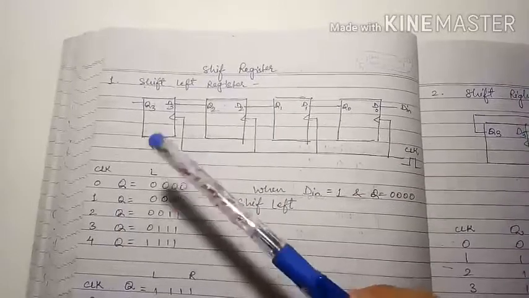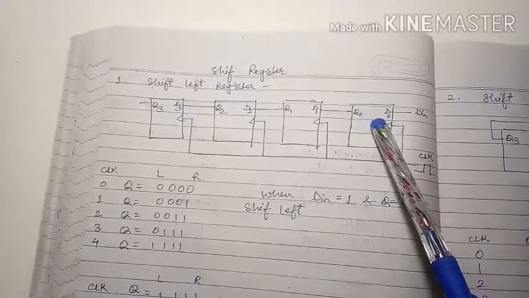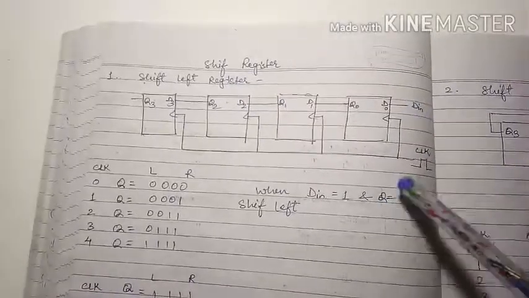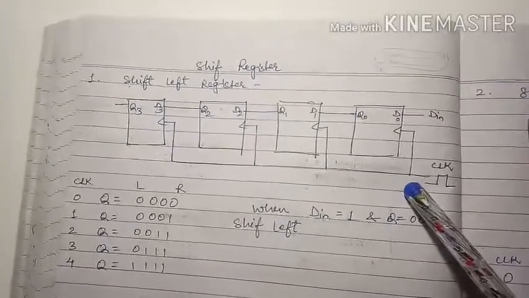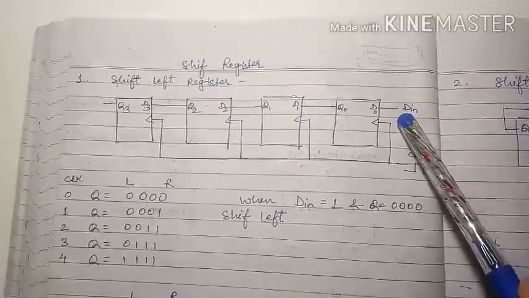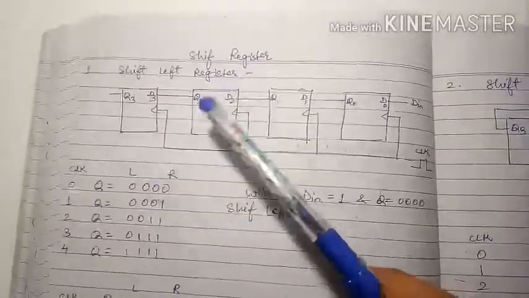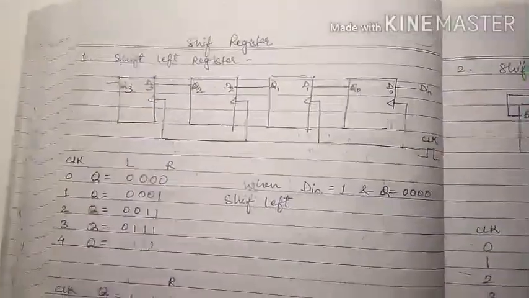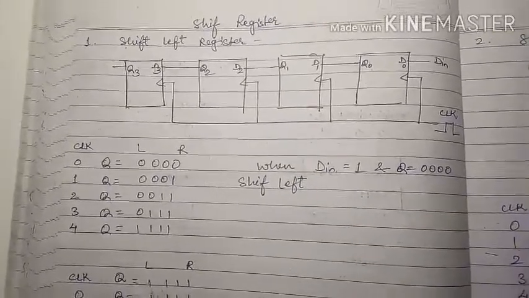You can see we have used a group of 4 D flip-flops, and for synchronization we have given a clock. So with each clock, every data shift will occur. So let us see, this D in is the input signal. Now consider a case where D in is always 1 and initially the output Q is 0 0 0 0.